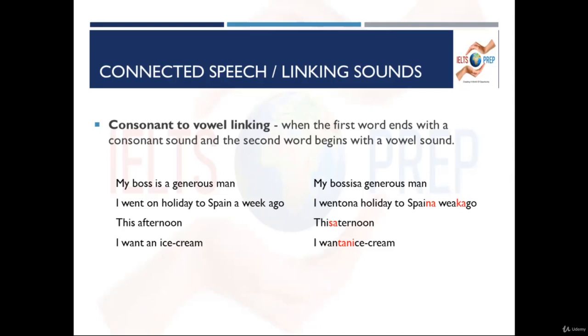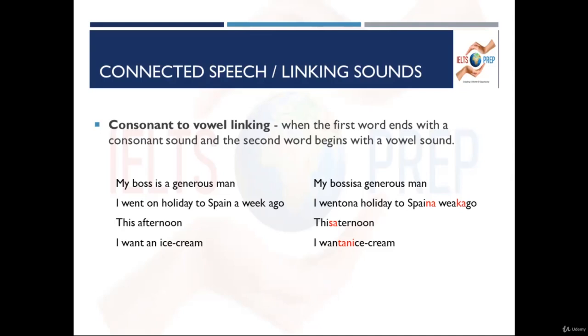So let's say the sentence together. I went on a holiday to Spain a week ago. Okay, went on a, Spainer, week ago. I went on a holiday to Spain a week ago. This afternoon, this afternoon. I'll see you this afternoon.